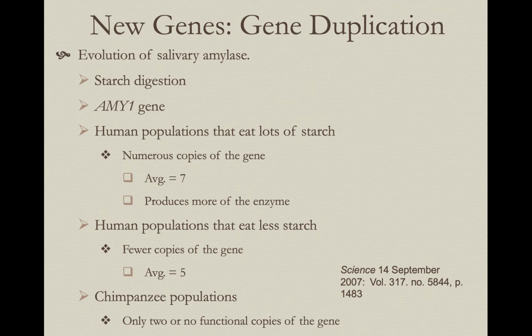And just to show you where the starting point of this was, that it really was a gene duplication event, probably from just a single gene initially, is in chimpanzee populations. They only have 2 copies of this gene, or in some populations, no functional copies at all.